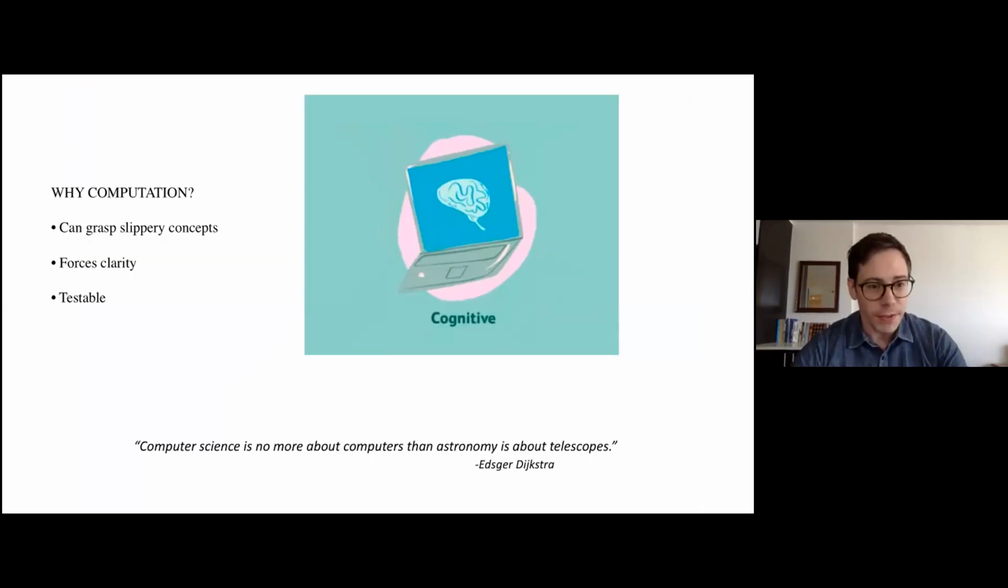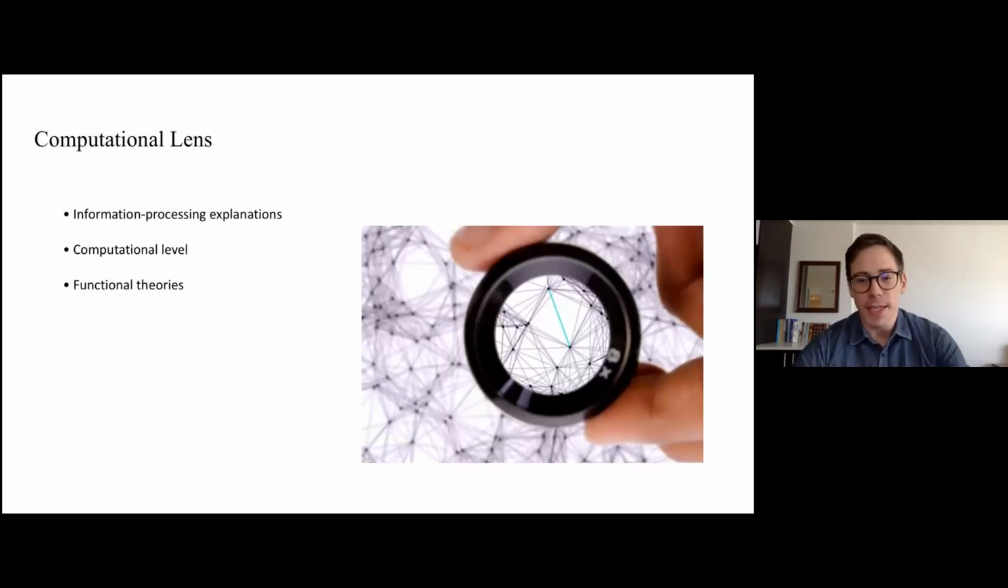So why computation? Well, again, it gives us information processing explanations. Computation is uniquely situated to grasp slippery concepts, and it can force clarity because computation does not work well with ambiguity. If you ever talk to Siri, you know. And it's testable. But the point is that, just as the quote on the bottom of the screen says, computer science is not about computers, just the way astronomy is not about telescopes. We're trying to see something. We're trying to use it as a lens for seeing something deeper than we can visually peer into.